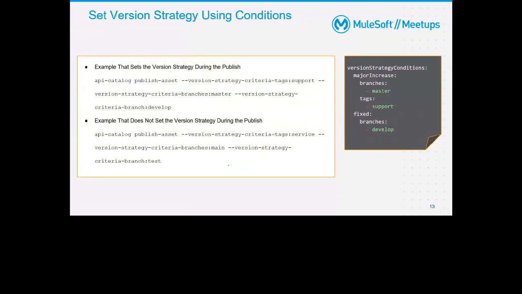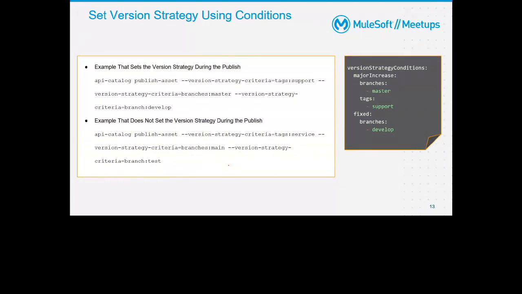So the first command, if you look at it, is again the publish command, but now with the version strategy. If the tags is equal to support, strategy is equal to, the branches is equal to master, and finally branch is equal to develop. If this condition matches, there is a typo here. That has to be branches, not branch. Okay, the last one.